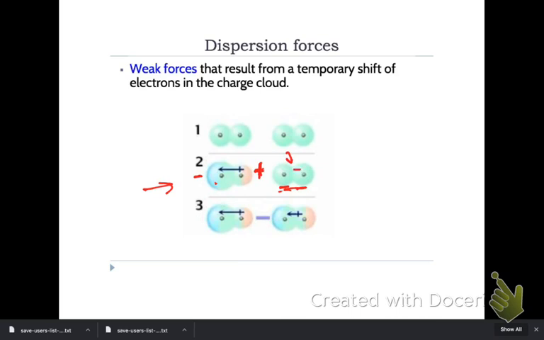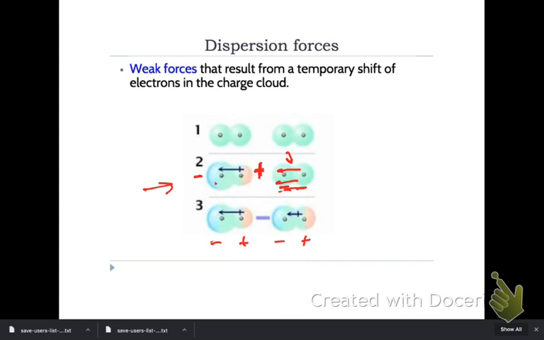And it's going to pull those electrons over to this side of the molecule. So we end up with what looks like a dipole, a polar molecule, but it's not. We end up with this positive-negative attraction between these two non-polar covalent particles.